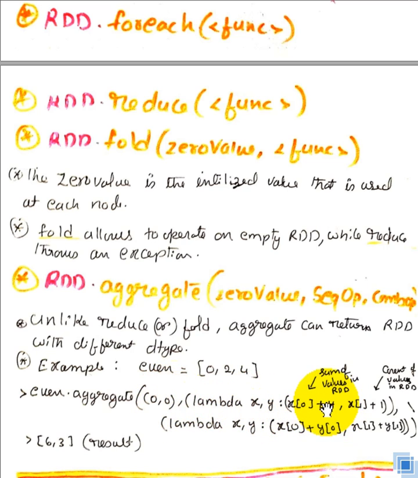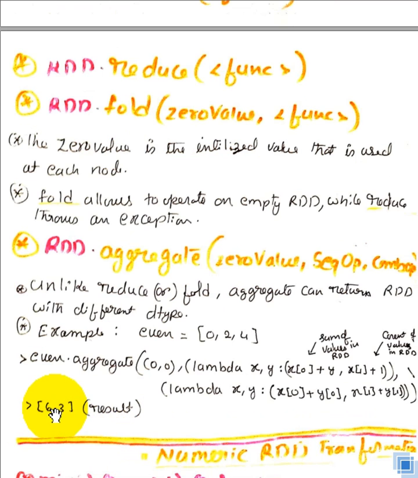So the sequence operation here, x of 0. So x would be the initial value, x of 0 plus the y, the actual element value of the RDD, and here, since it's a count, we would simply add a 1. And during the combining operation, we would simply combine each of those elements, and the result we get is 6, 3, because the summation of all the elements is 6 and the count of elements is 3.